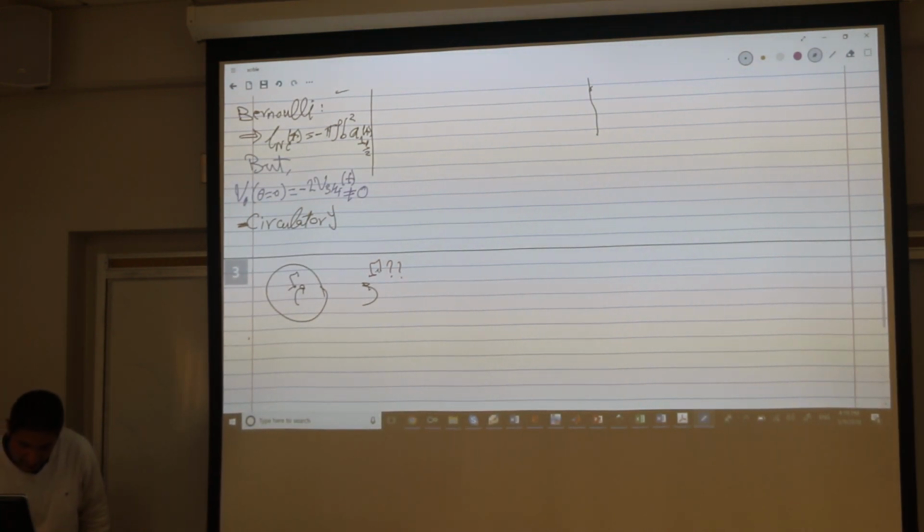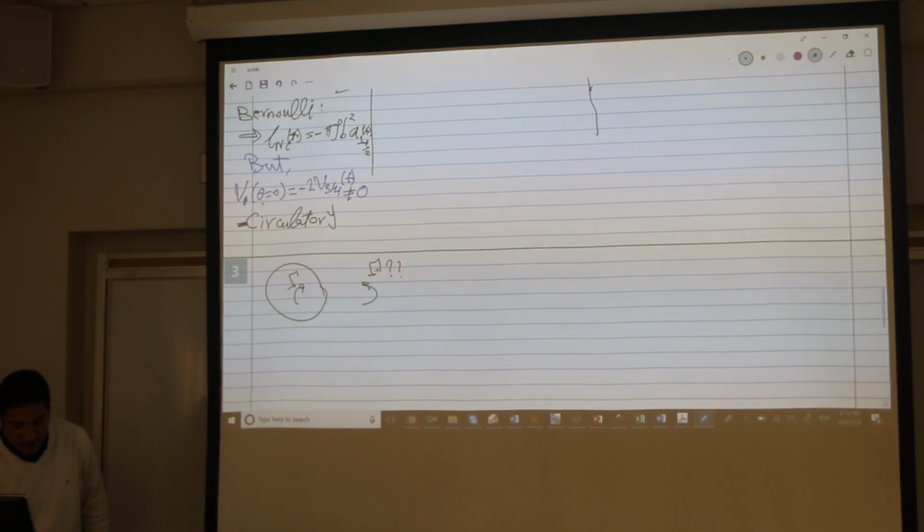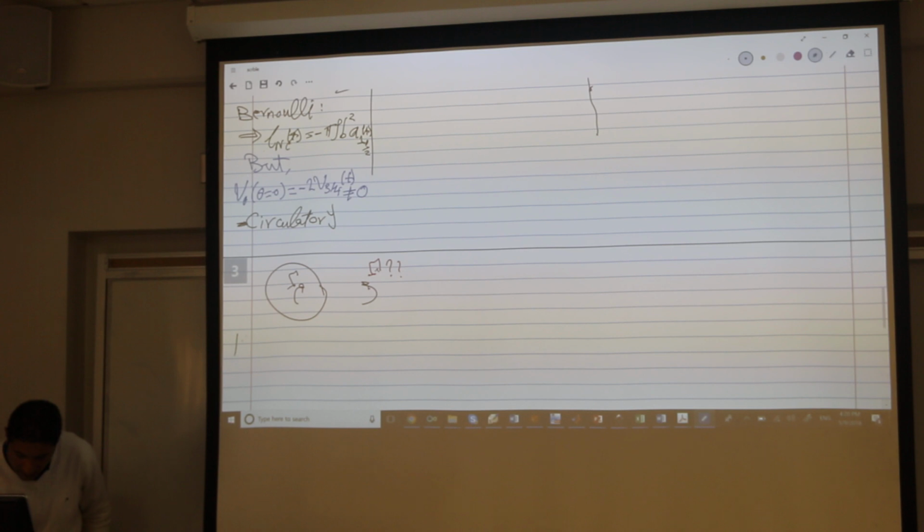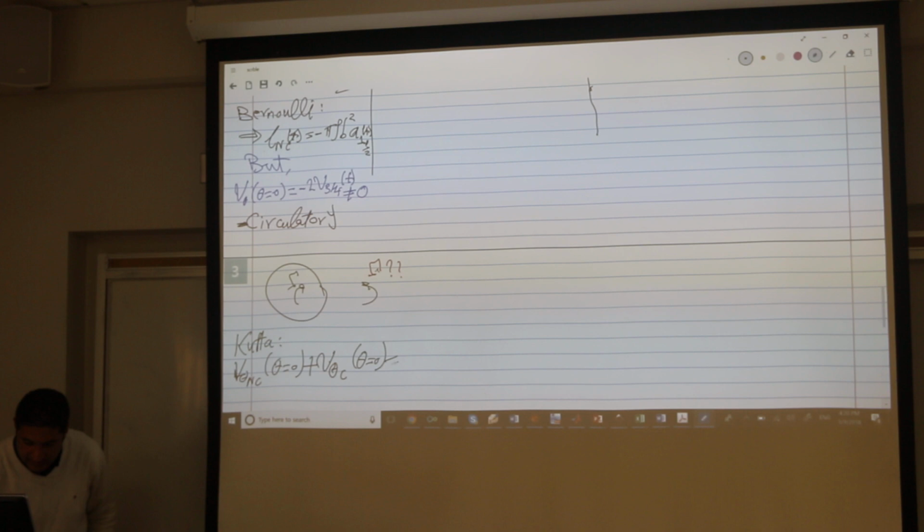Then how to get this gamma? Because this v theta was not satisfying the Kutta condition. Now we can use the Kutta condition, which is v theta non-circulatory at theta equals 0 plus v theta circulatory at theta equals 0. This has to vanish.